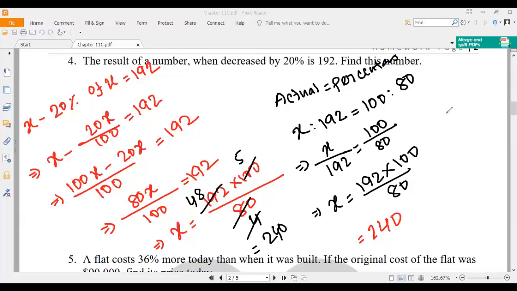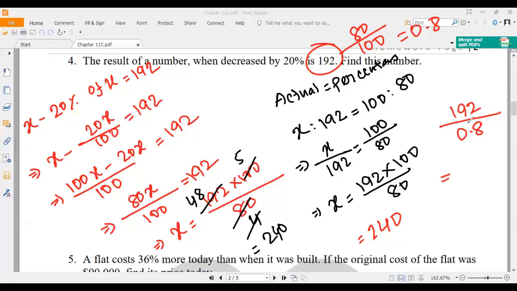And the third method, we need to find out the original value. So here, this is the reduced value. That means 192 divided by 100 minus 20, that means 80. So 80% means 80 by 100, that will be 0.8. So 192 divided by 0.8. If you divide 192 by 0.8, also you will get 240. So in these three methods, you can easily solve this problem. I hope you understand this one properly.